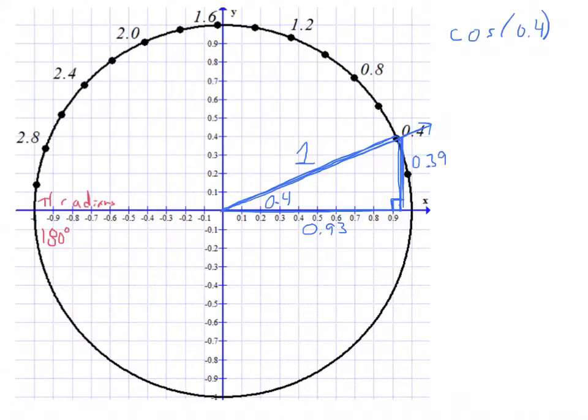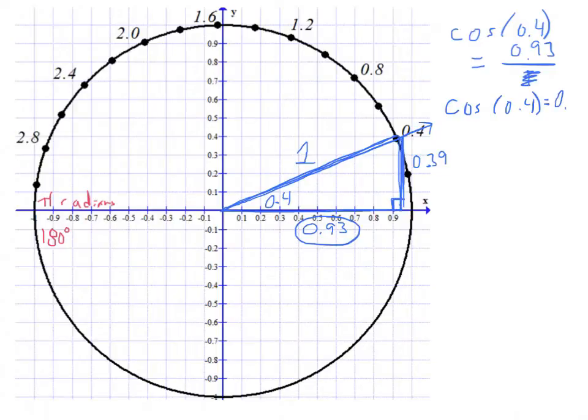What I mentioned on the previous slide is that the cosine of 0.4 should be the adjacent side, 0.93, divided by the hypotenuse, which is 1. To be honest, I'm going to stop even thinking about that hypotenuse. Because we're in a unit circle, it is going to be 1, and so the cosine of an angle is going to be the x component, 0.93.